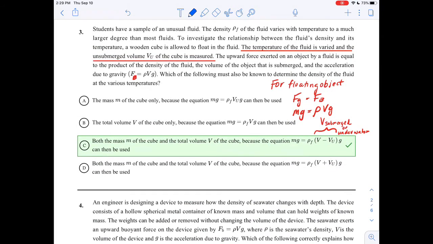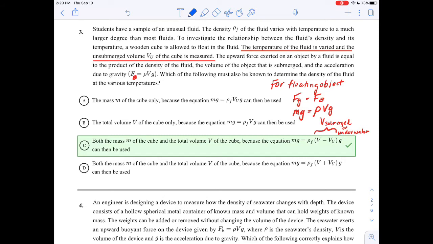It's still this idea of the percent underwater or the percent above water. The upward force exerted on an object by the fluid is equal to the product of the density of the fluid, the volume of the object that's submerged, and the acceleration due to gravity. Which of the following must be known to determine the density of the fluid at various temperatures?